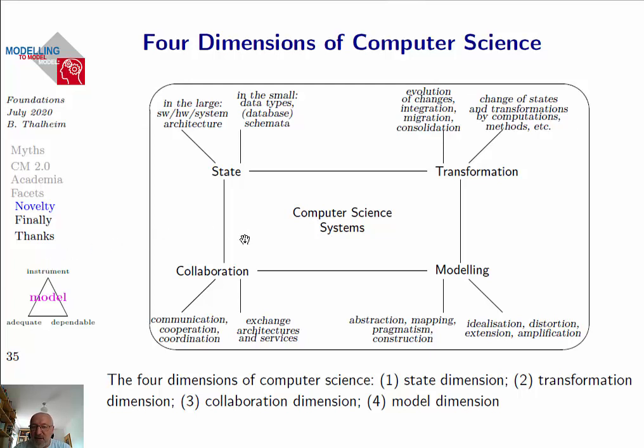Collaboration can be best specified on the 3C paradigm, specifying communication, specifying cooperation, and specifying the coordination among states, among transformations, among systems, or of systems with users. And of course in this case we are using some kind of exchange architectures and services. Think about the Lopment approach in this case.